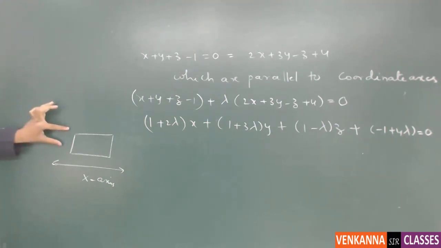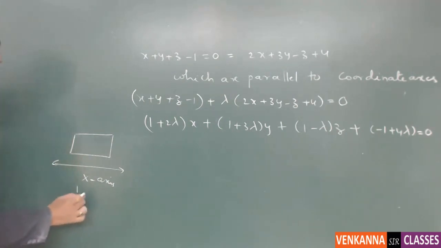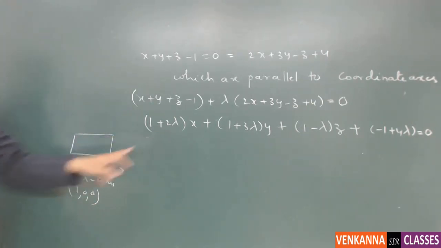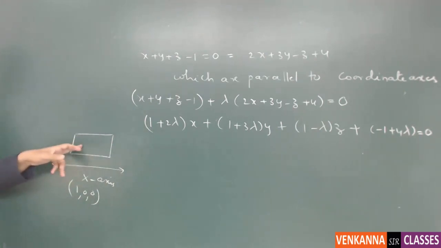This is our required plane and it is parallel to the x-axis. So from this, what can we say? How do we determine the value of lambda here? Here we need to understand that the DRs of the x-axis are 1, 0, 0. That is correct. And the coefficients here are nothing but the DRs of the normal of the required plane.